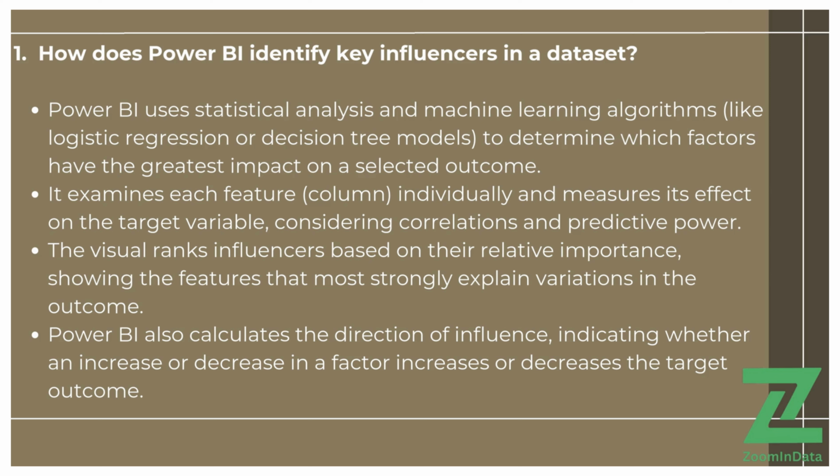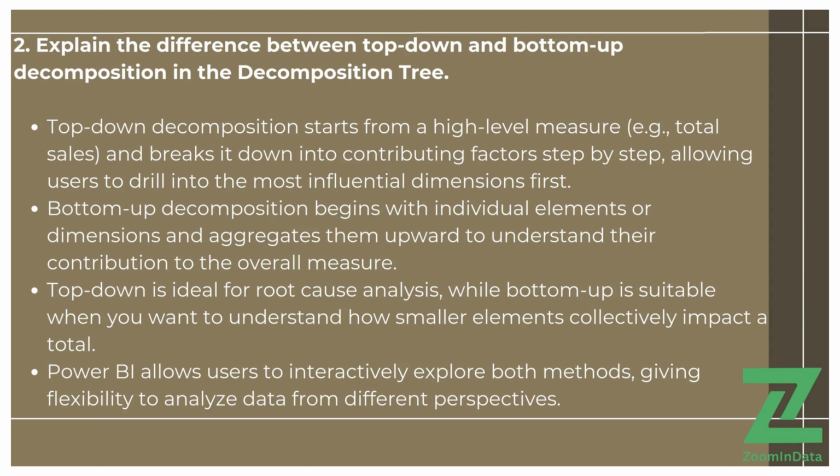It examines each feature, column, individually and measures its effect on the target variable, considering correlations and predictive power. The visual ranks influences based on their relative importance, showing the features that most strongly explain variations in the outcome. Power BI also calculates the direction of influence, indicating whether an increase or decrease in a factor increases or decreases the target outcome.